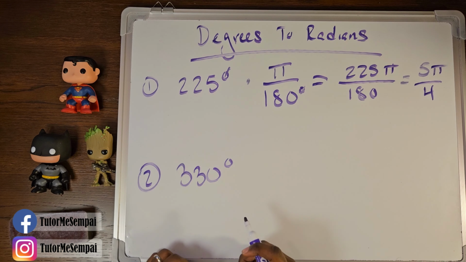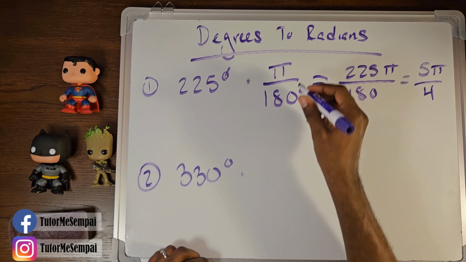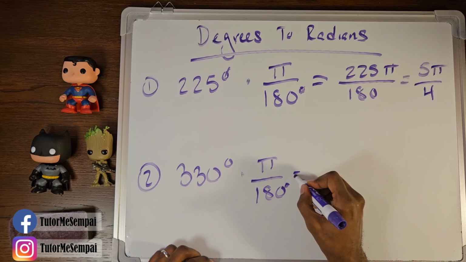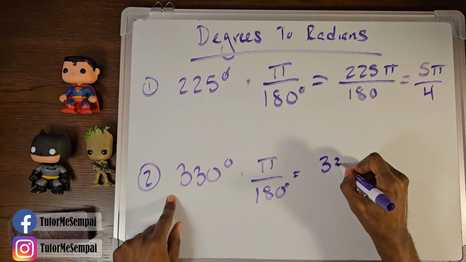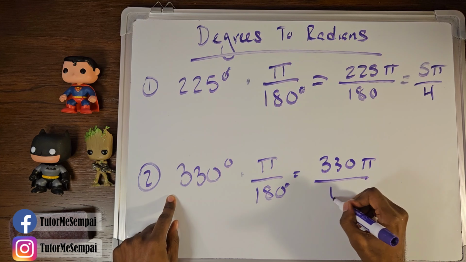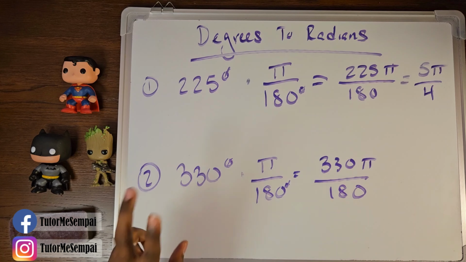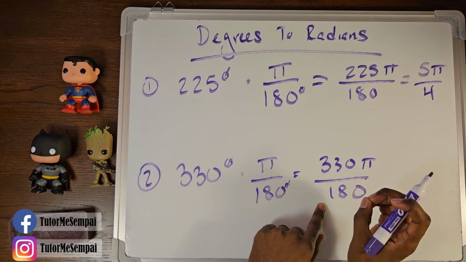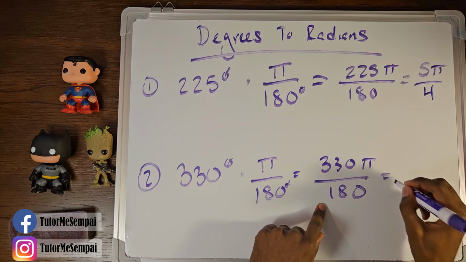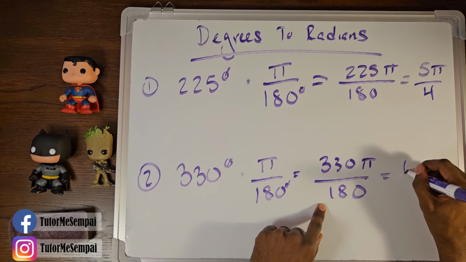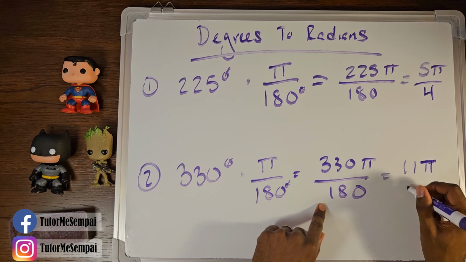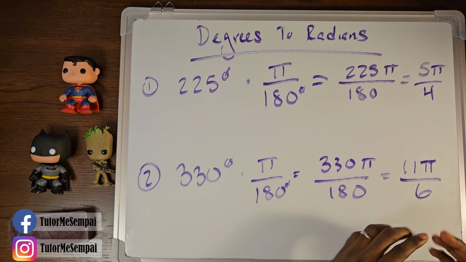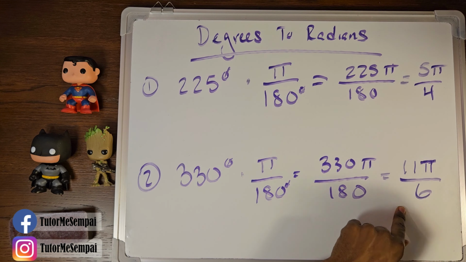Let's do the same thing for this 330 degrees. We're going to use the same exact conversion fraction, so that's pi over 180 degrees. We multiply across, so that's 330 pi over 180. We will cross out those degrees. And just like before, we should simplify this. When you try to, you can see that you can extract a 30 from the top and the bottom. If you extract that 30, you'll be left with 11 pi over 6. So if you start with 330 degrees and you're converting it to a radian, you're going to end up with 11 pi over 6.